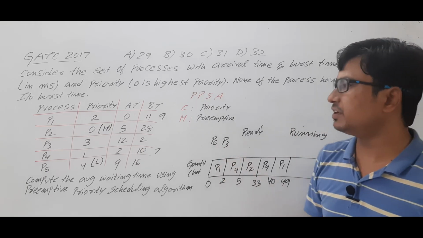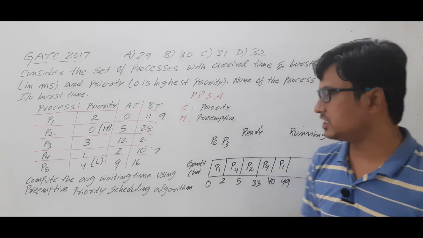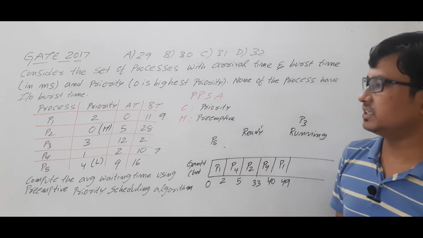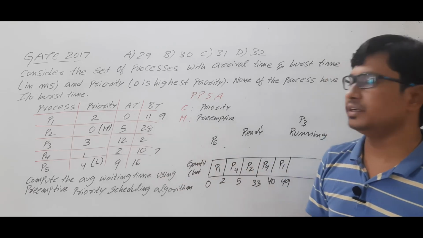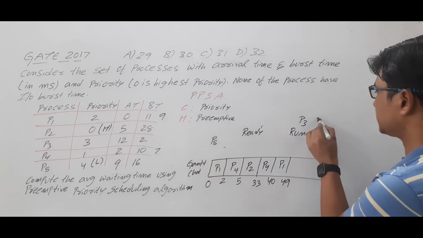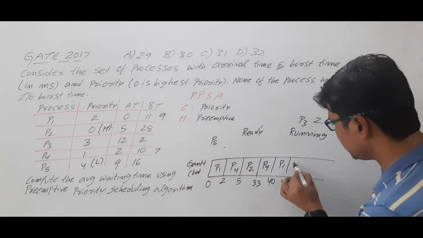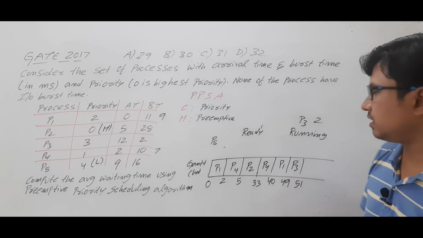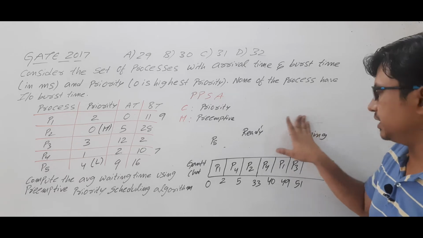Then P3 and P5 are there. P3 has the highest priority, so it will be scheduled to the running state. Process P3 needs only 2 units of CPU burst time, so it will run for 2 units of time. At 51 units of time, process P3 has completed the task and will go to the terminated state.